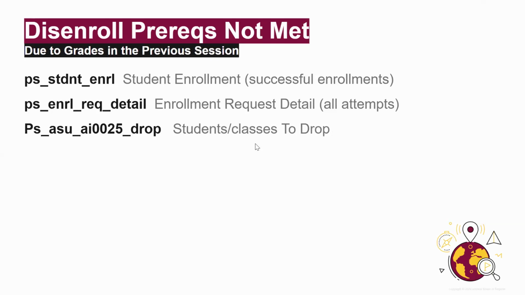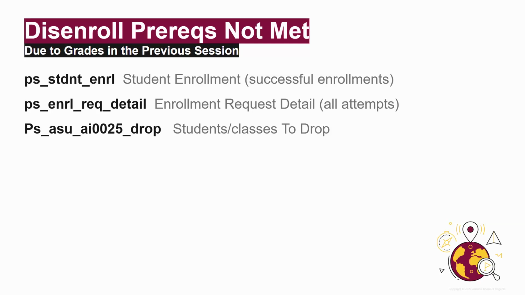As soon as grades are posted, we disenroll students who don't meet the prerequisites anymore. So we do this at the end of session A and the end of session B and C, depending on the date and which one is last.